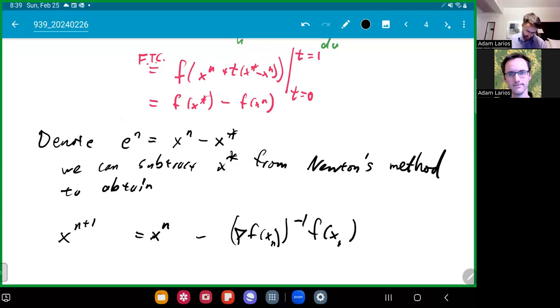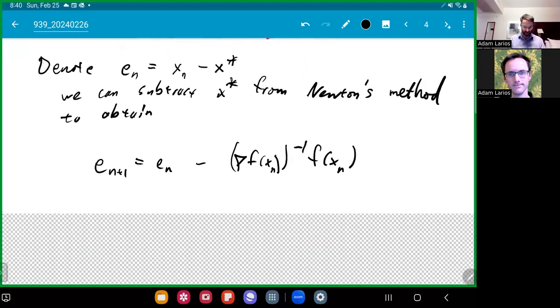Oops, subscript. I think I was mostly using subscripts on this. So we can subtract x star from both of these, and then notice that that's just the error at the end stage. For some reason I started writing subscripts instead of superscripts. So I guess I'll write this as a subscript as well. Okay, there we go. En.